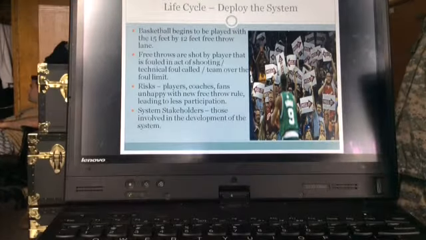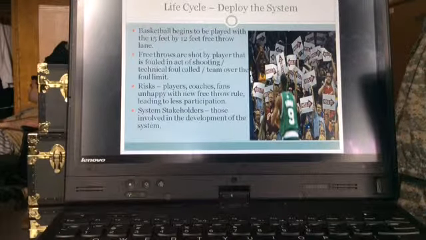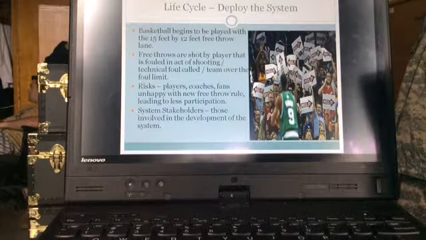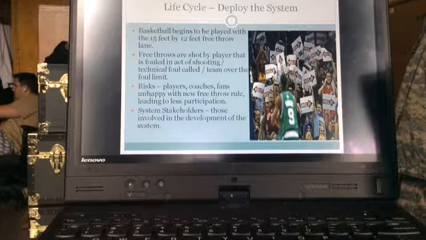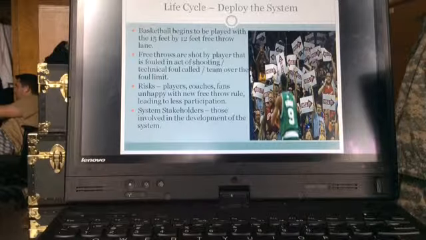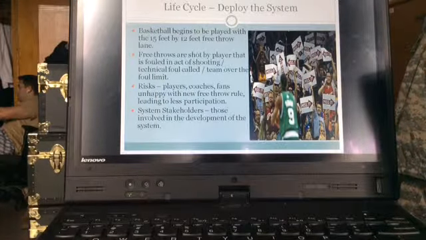In the game, if a player was fouled in the act of shooting, a technical foul, flagrant foul, or clear path foul was called, or the team was over the foul limit, a player would go to the free throw. And this was established in 1895. Possible risks in this stage of the life cycle were that players, coaches, and fans were unhappy with these new rules, which could possibly lead to less participation and viewing of the sport.